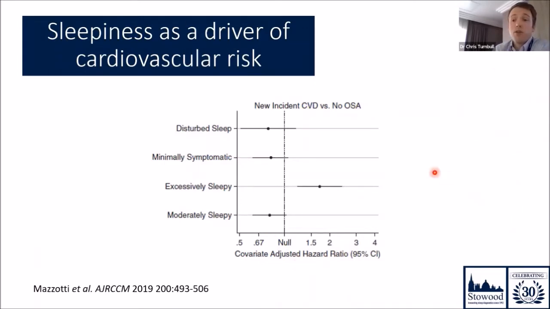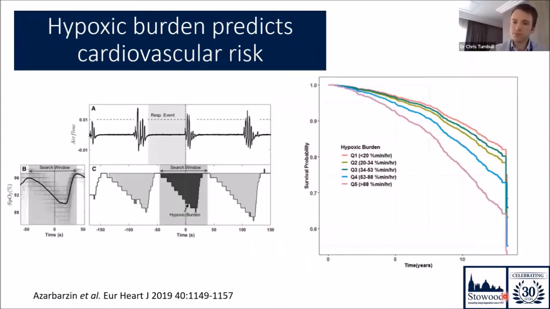So patients have been phenotyped on the basis of symptoms and into symptom clusters. So this is data from the Sleep Heart Health study. So looking only at people with moderate or severe OSA and clustering them on the basis of their symptoms, so response to Epworth sleepiness score and a 12-point sleep apnea questionnaire. And what they showed was it was only those with excessive sleepiness who had increased cardiovascular risk compared to individuals without OSA. The other symptom clusters, so minimally symptomatic, moderately sleepy and disturbed sleep categories, didn't have increased cardiovascular risk.